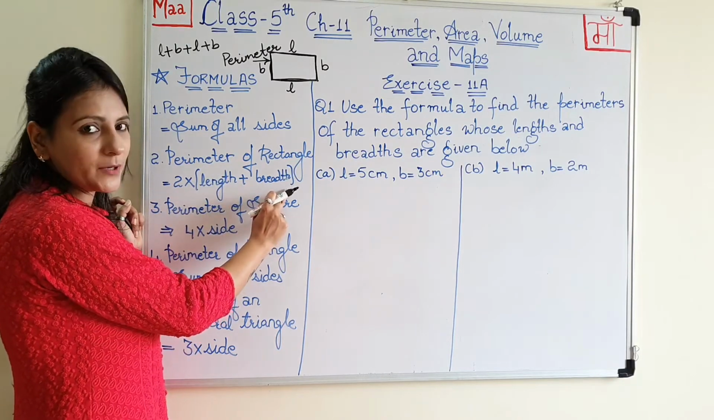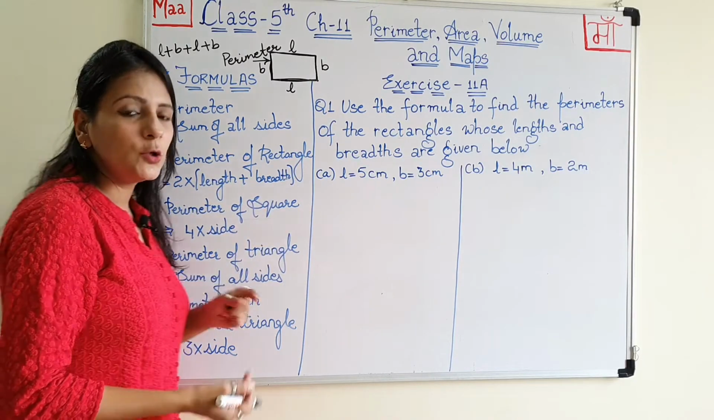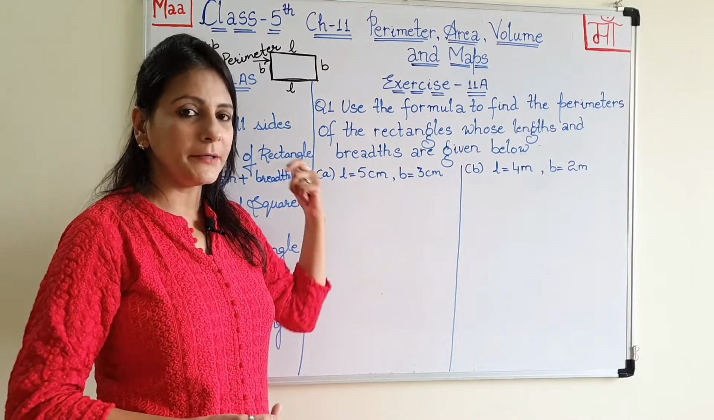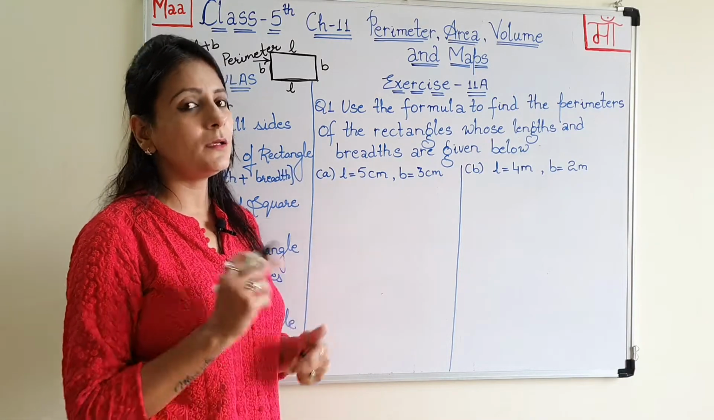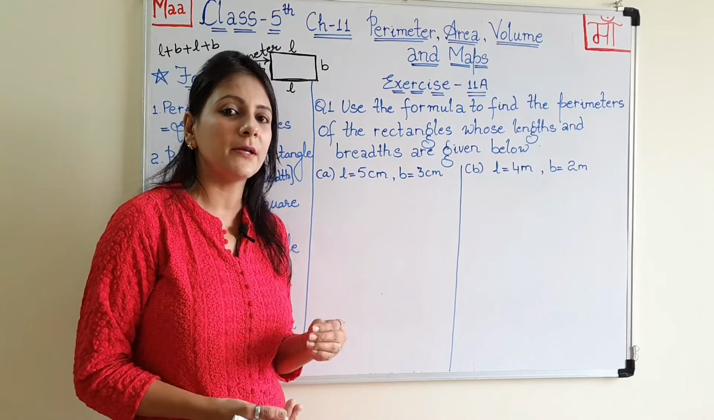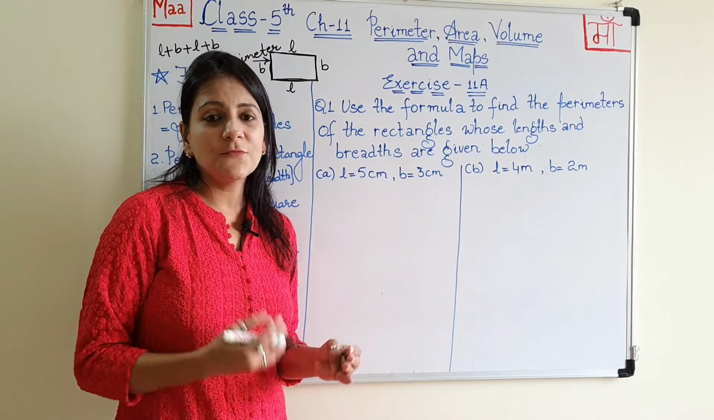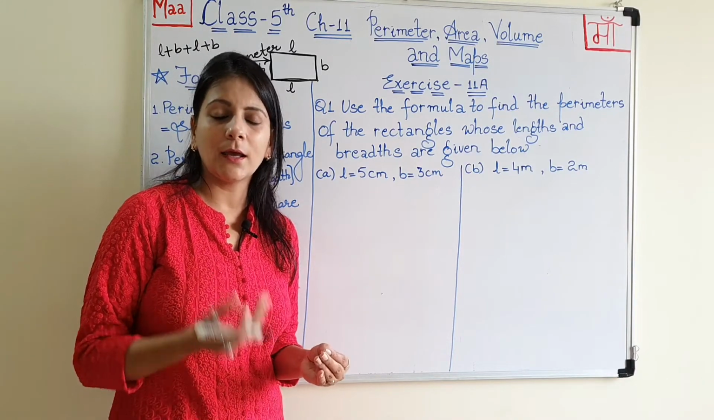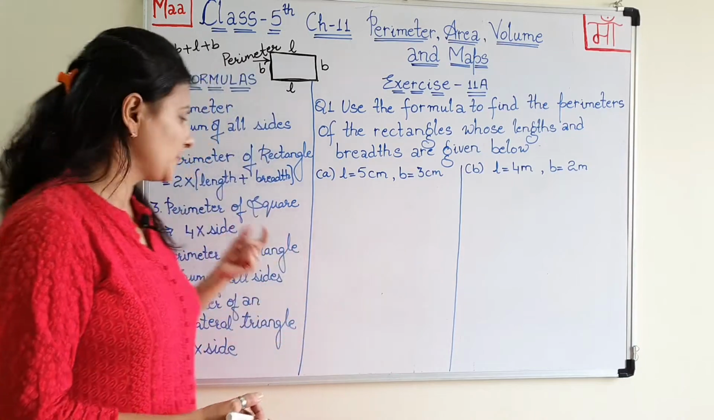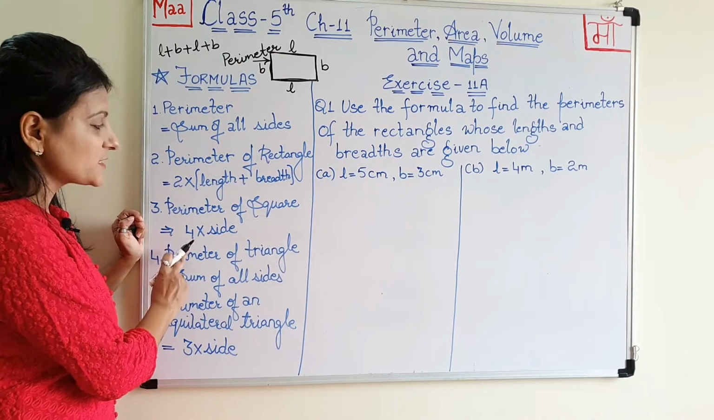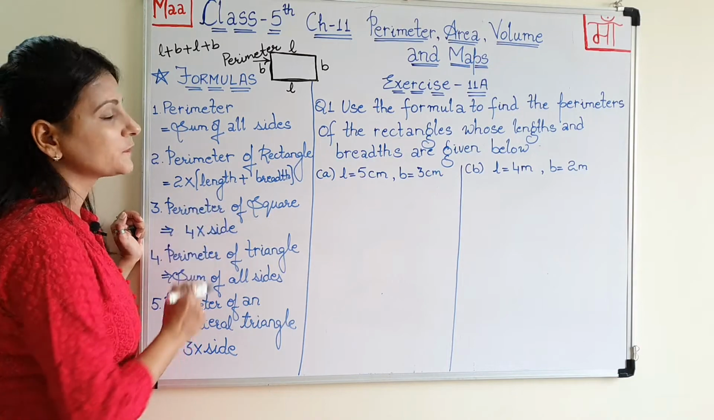You have to remember this formula, and when you start solving the questions related to the perimeter of rectangle, in each and every part you have to firstly write the formula, because if you keep on writing the formula again and again, then you will remember it. Okay, let us move on to the next formula, and it is perimeter of square.